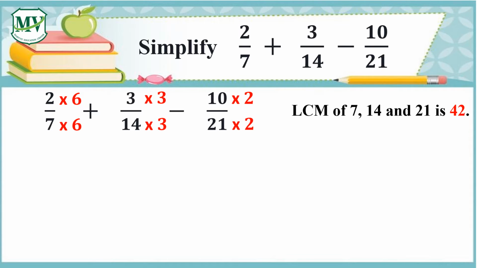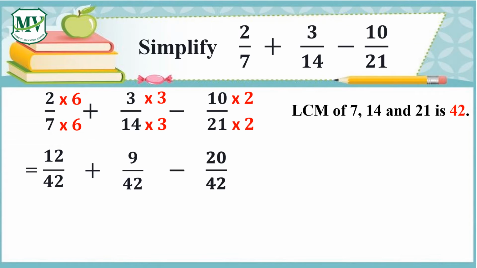So we have the answer for the first fraction. We have 12 over 42. What do you think is the answer for the second fraction? Excellent! We have 9 over 42. How about our third fraction? Good job! We have 20 over 42.